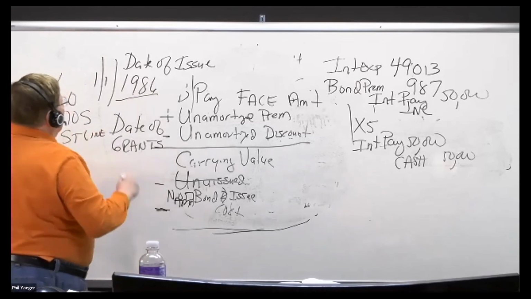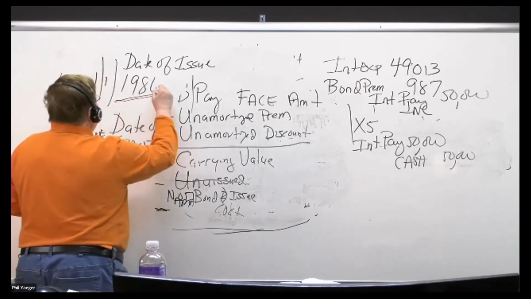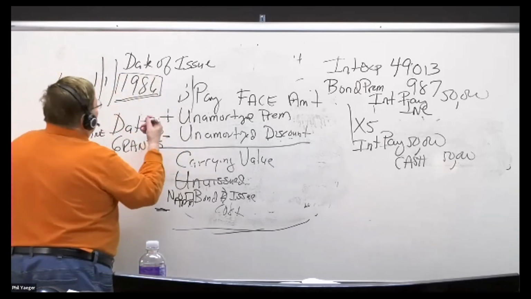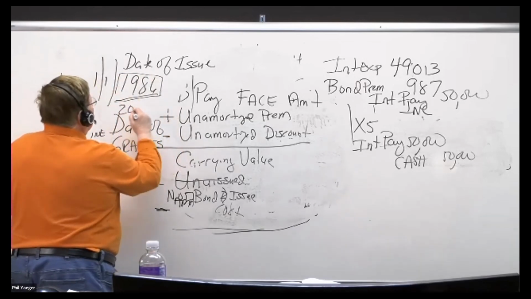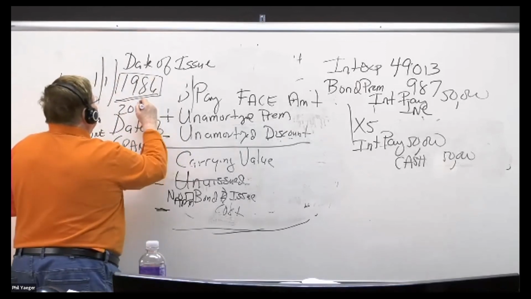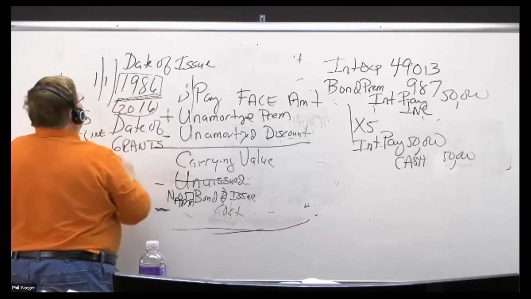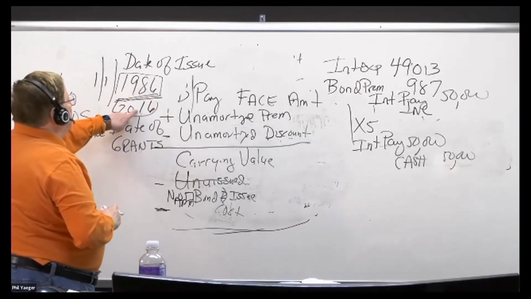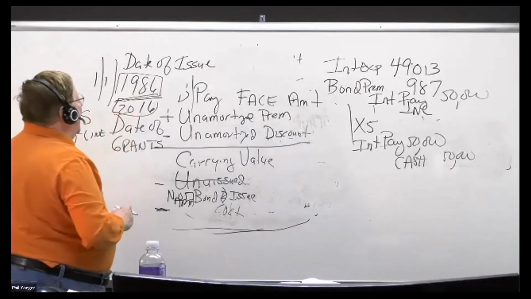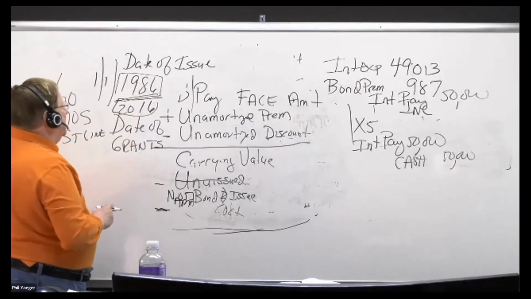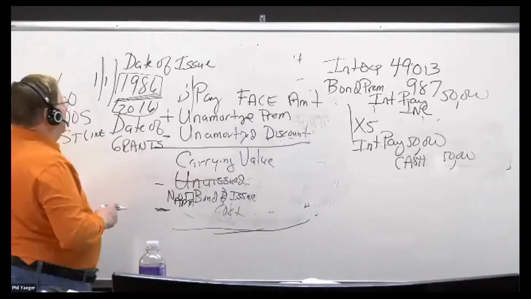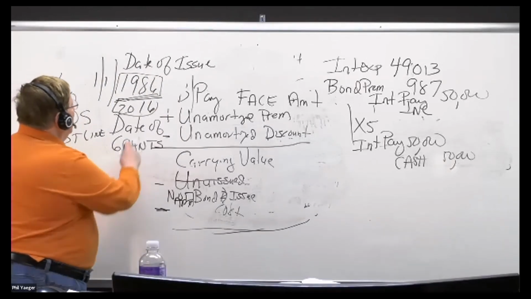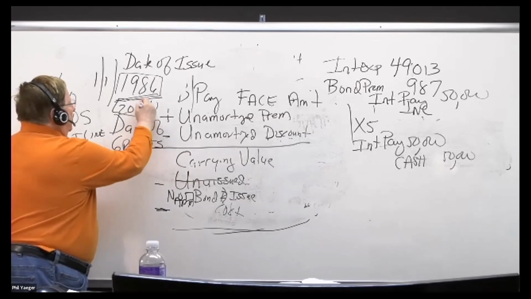But let's assume the bond contract is dated January 1st, 86. The bonds mature 20 years from this, which would be 2006, right? Now, if we sold the bonds on the date of the bond contract, we would amortize the issue costs over 20 years. But they don't always sell the bonds on the date they issue the bonds. 2006. Is it 2006? Yes. You're right. Thank you.